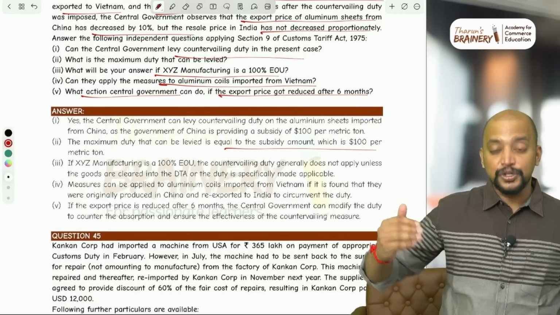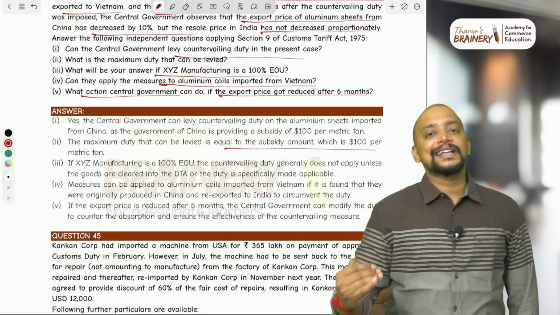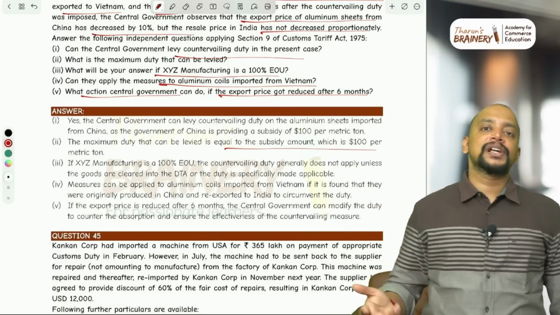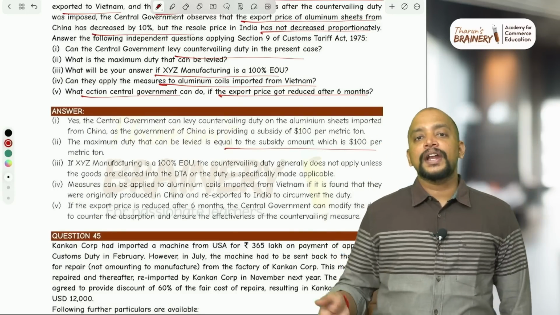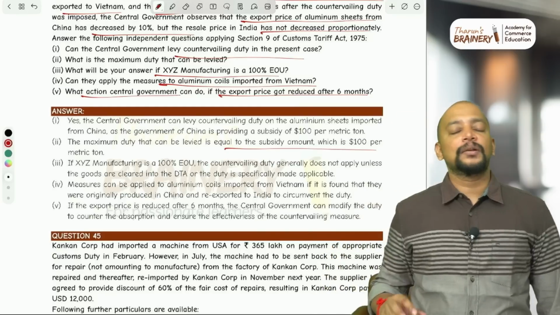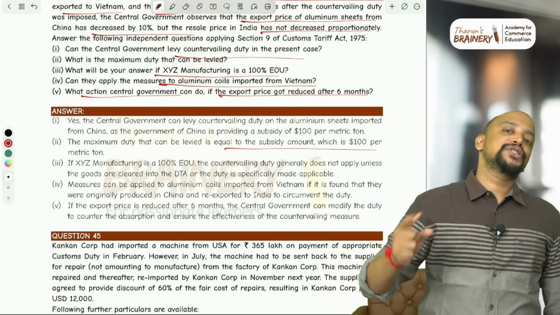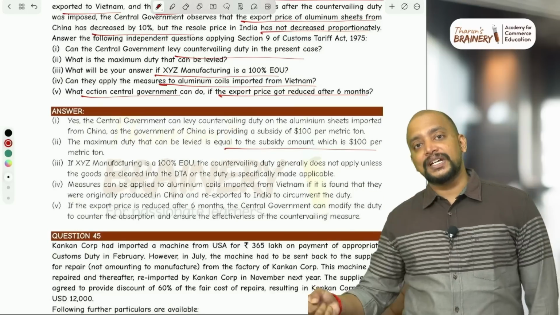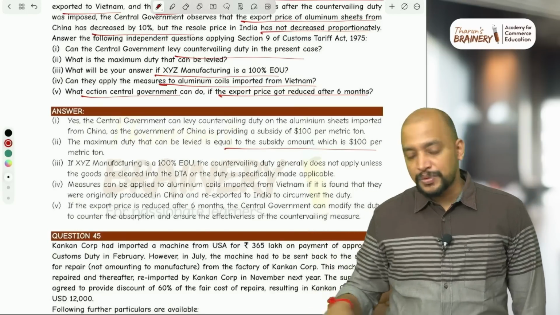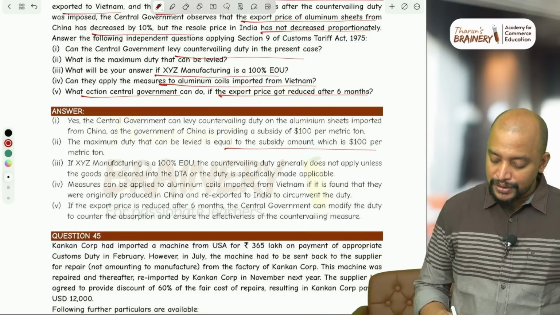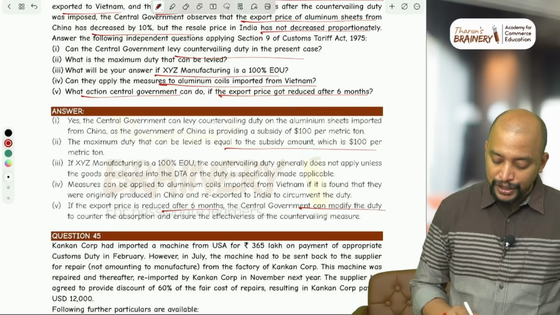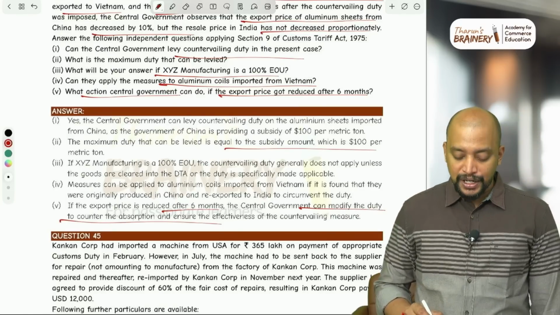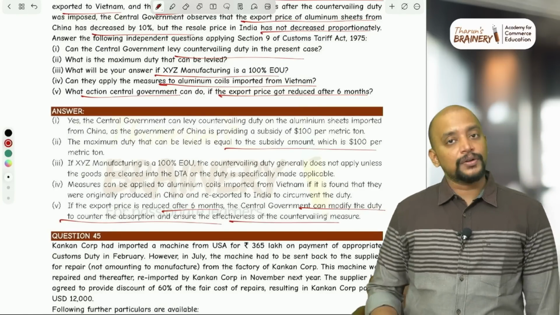That is called as absorption. Whenever there is a decrease in the export price without commensurate decrease in the price in India or any value addition or etc. international price, in that case, the exporter is trying to reduce the price to offset the countervailing duty or anti-subsidy duty. If the export price is reduced after 6 months, the central government can modify the duty to counter the absorption and ensure the effectiveness of the countervailing measure.